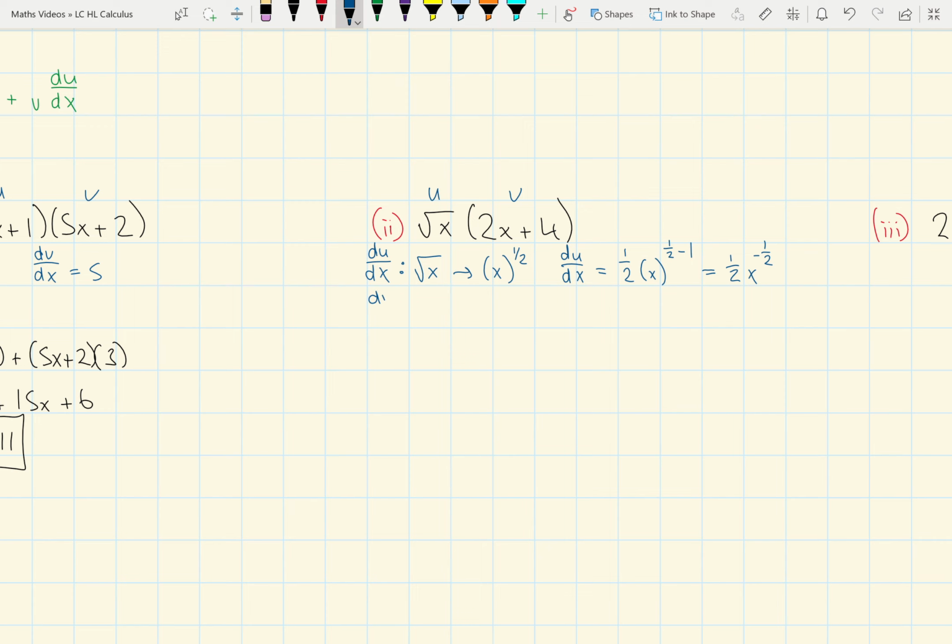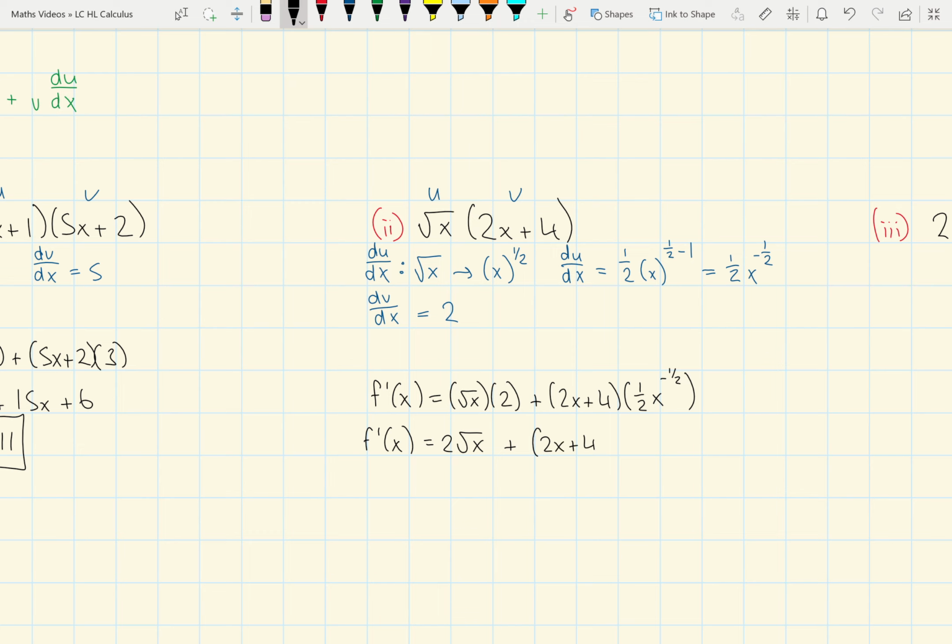And then for v, a bit more straightforward, dv dx is equal to 2. So I'll sub into my formula. f dash of x is going to equal u times, so that's root x, dv dx, which is 2, plus v times du dx, which we know is a half x to the power of minus a half. So a bit of tidying up here to do. So we get 2 root x plus 2x plus 4 stays as is for now.